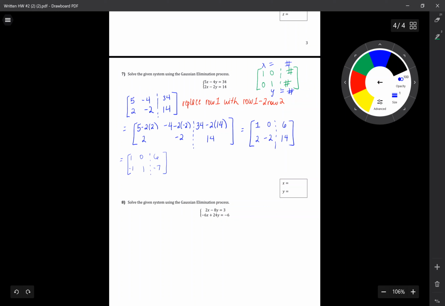Now I'm almost there. I just have this -1 that I need to worry about. So now I'm going to replace row 2. I see that if I add this 1, then that takes care of this -1 and it doesn't affect our 1 right here. So I'm going to replace row 2. Let's write this down. Replace row 2 with row 2 plus row 1.